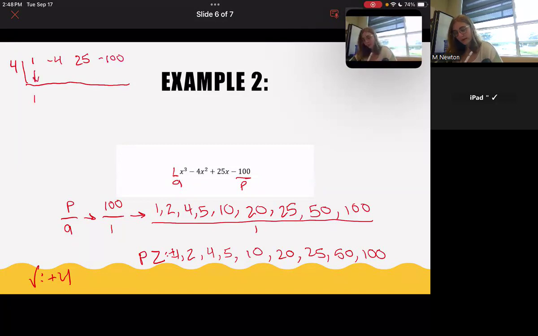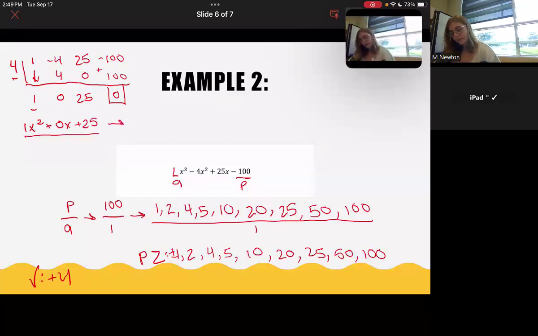I'm going to bring the 1 down, multiply my 4 by 1, and get 4. Add to -4, get 0. 4 times 0 is 0. Add those, get 25. 4 times 25 is 100. Add those, and get a remainder of 0. This is going to be rewritten as 1x squared plus 0x plus 25. And then I'm going to take this and put it through my quadratic formula: x equals -b plus or minus the square root of b squared minus 4ac, all over 2a.